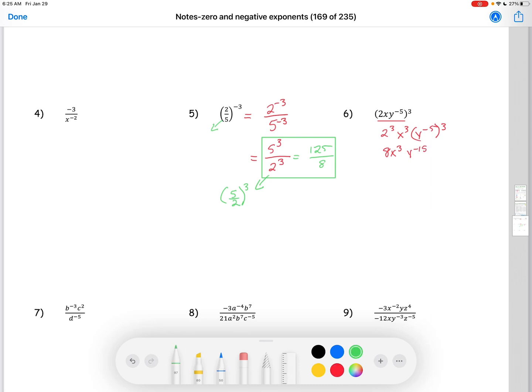And then if we just look at this y to the negative 15, we're going to apply our rule we just learned about, the first one. And this y to the negative 15 needs to go in the denominator so that it becomes 1 over y to the 15, right? So we got 8x cubed times 1 over y to the 15, or just 8x cubed over y to the 15. And that's our final answer.